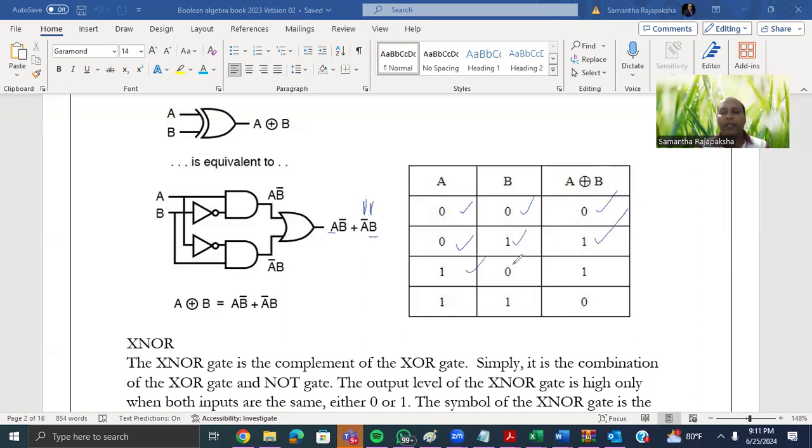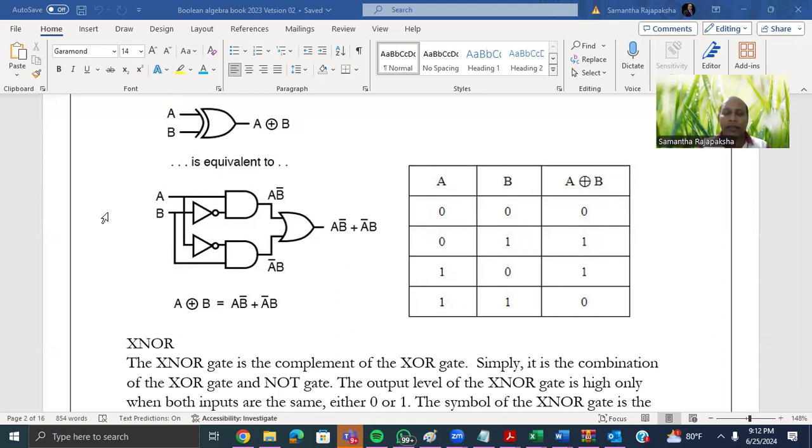Then A is 1, B is 0. When A is 1, remember this will be 1. B is 0, means not 0 is 1. Then 1 into 1 is 1. So the answer will be 1. Then finally, both A and B are 1. When A is 1, this will be 0. When B is 1, this will be 0. Therefore, 0 into something will be 0. Therefore, you just have to remember the truth table for the exclusive OR will be 0, 1, 1, 0. That is, when both inputs are equal, the answer will be 0. When both inputs are different, the answer will be 1. So that is what you should remember about the exclusive OR gate.